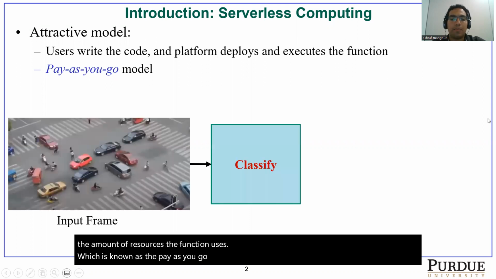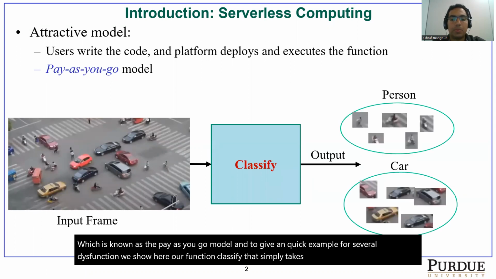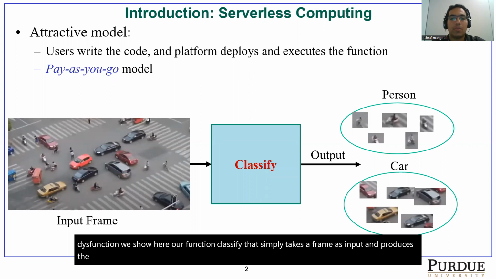To give a quick example of a serverless function, we show here our function classify that simply takes a frame as input and produces the object detection result for that frame.